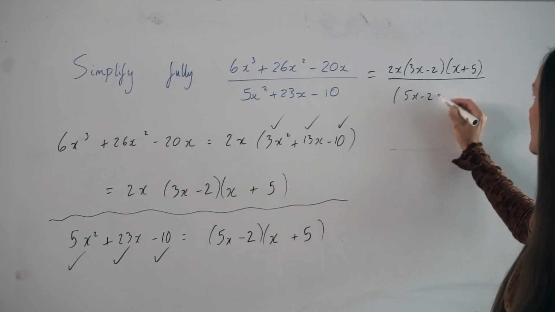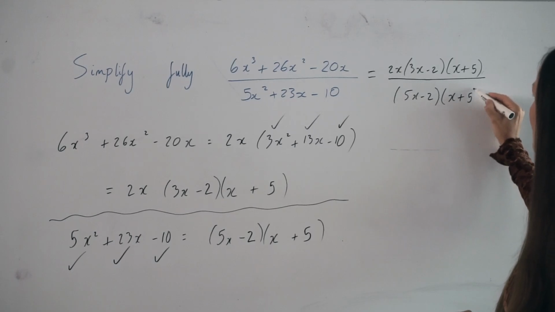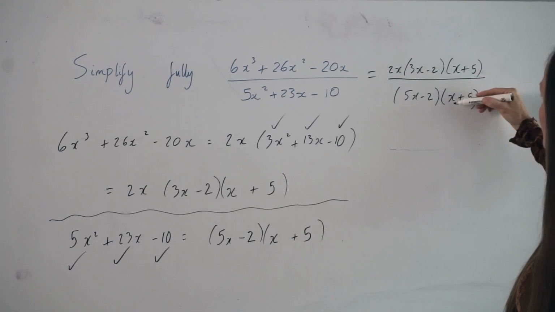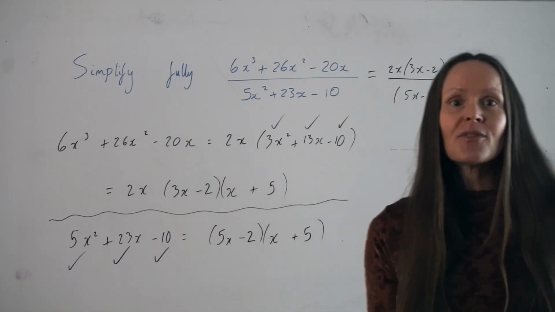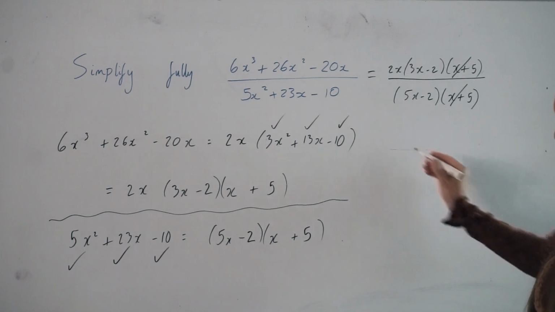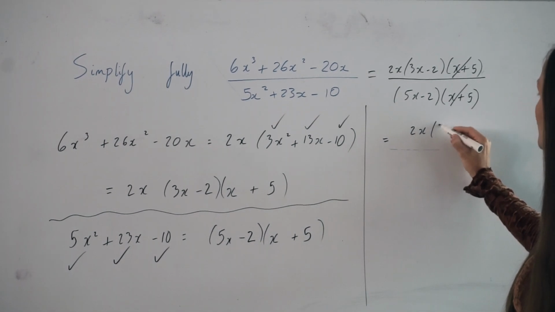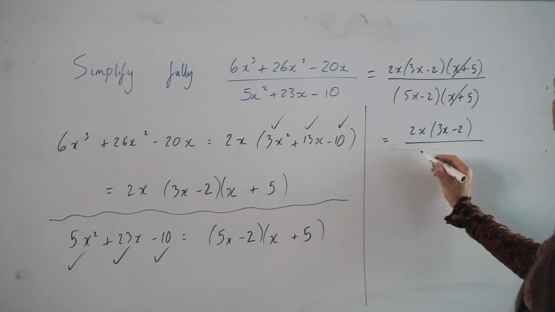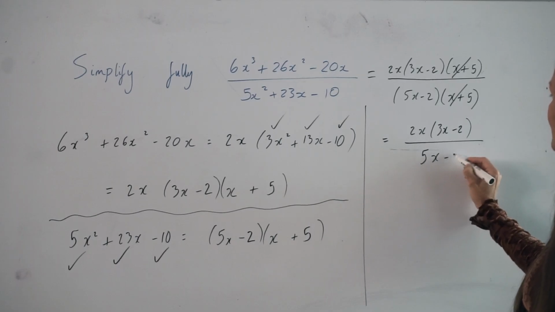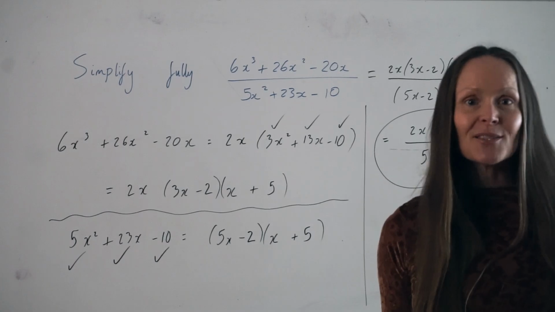And then hopefully you can see already the common factor which can be cancelled. Okay, there's a bracket on top which is the same underneath, x plus 5. Okay, if you divide x plus 5 by itself, you get 1, which is why it's cancelled. Okay, so the final answer is 2x for the numerator, and then inside the brackets 3x minus 2, all divided by 5x minus 2, and there's nothing else which can be cancelled there, so that is the final answer.